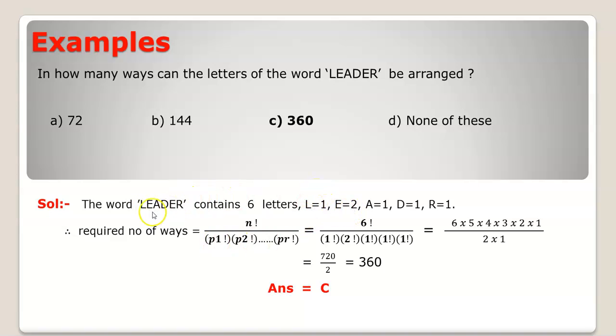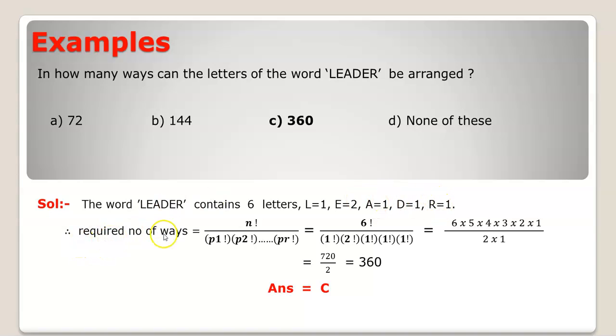E is repeated 2 times, so E equals 2. This is the second kind. Now A occurs only one time. This is the third kind. Next, the letter D occurs only one time. This is the fourth kind. And next, R equals 1, only one time. So P1, P2, P3, P4, P5 are the five kinds.